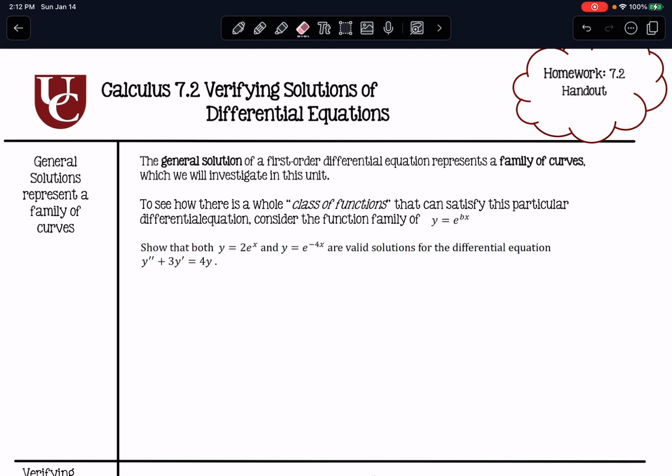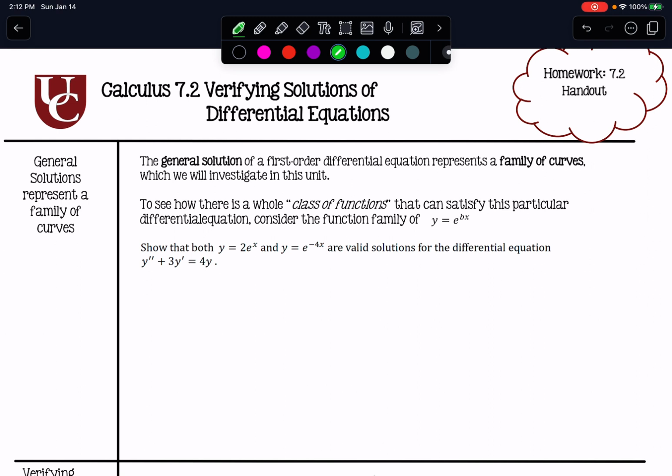I'm teaching AP Calculus Lesson 7.2, Verifying Solutions of Differential Equations. So we still haven't learned how to solve differential equations, but we have learned how to write them, and now we're going to learn how to verify that something is a solution.